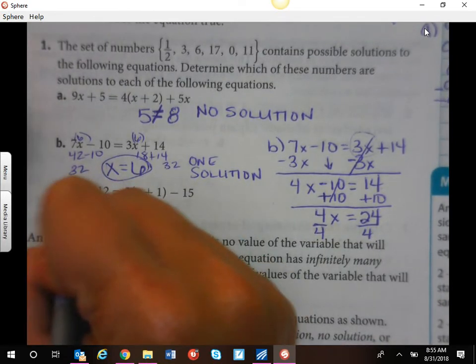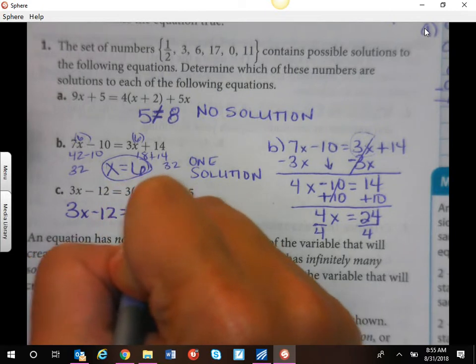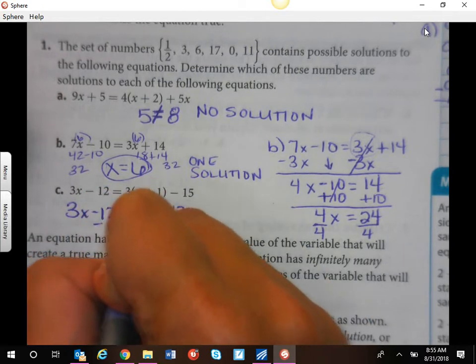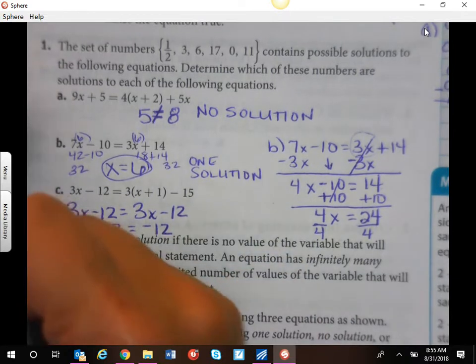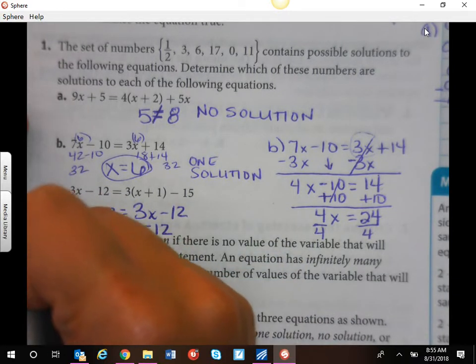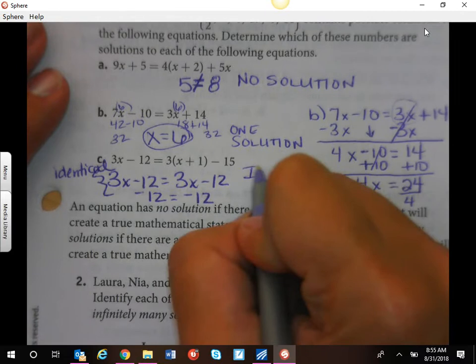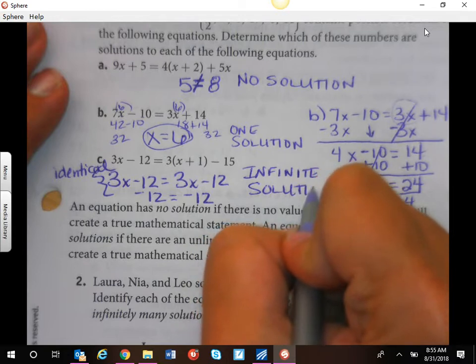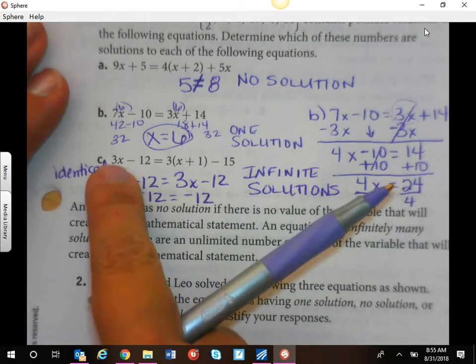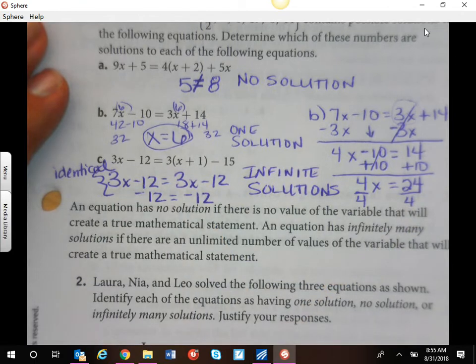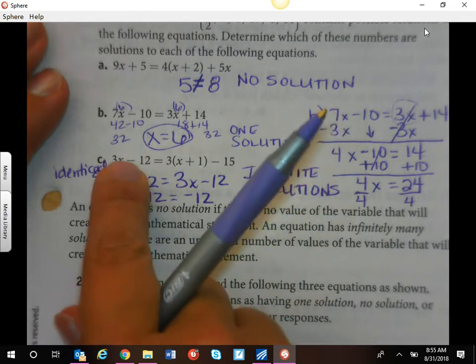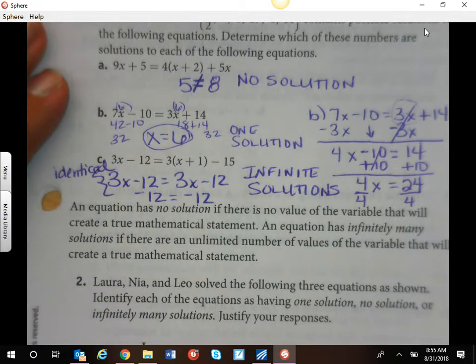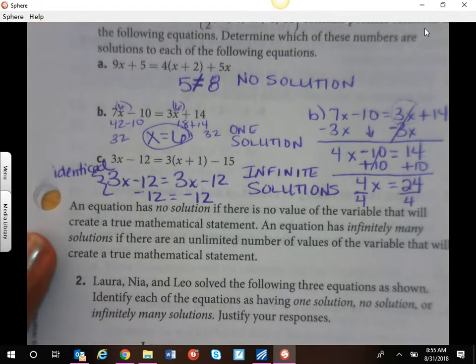So what I'm going to write over here is 3x minus 12 equals 3x minus 12. Negative 12 equals negative 12. And I'm going to make a note that these are identical. If it comes out to be identical, that means that there are infinite solutions. That means I can put any number I want. I can put 10 in for x, and it will be the same on both sides. I can put negative 150 in for x, and it will always be the same on both sides.